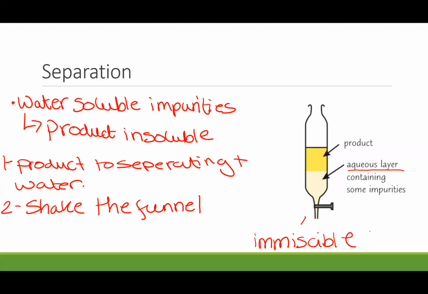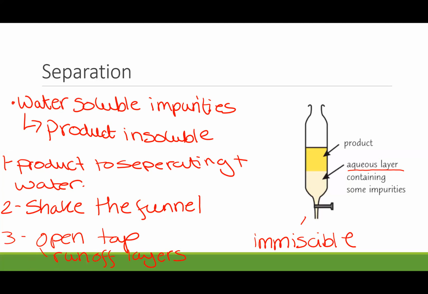What you can see on this separating funnel is it has a tap at the bottom. And then what we can do is open the tap at the bottom, and we can run off each layer into a separate container. And that's the basics of separation. So for this example that we've got on the screen, the impurities would be run off first. We would then reclose the tap, and then we would collect the product into a second container.